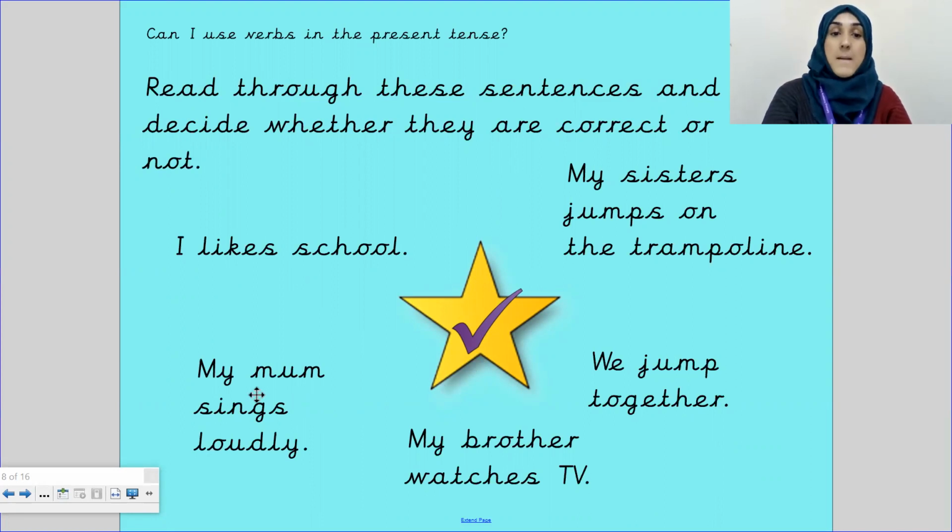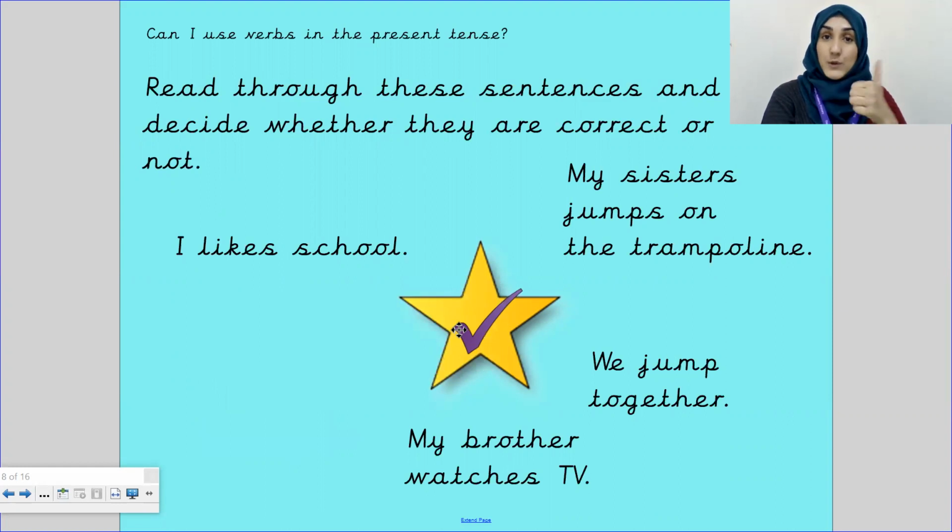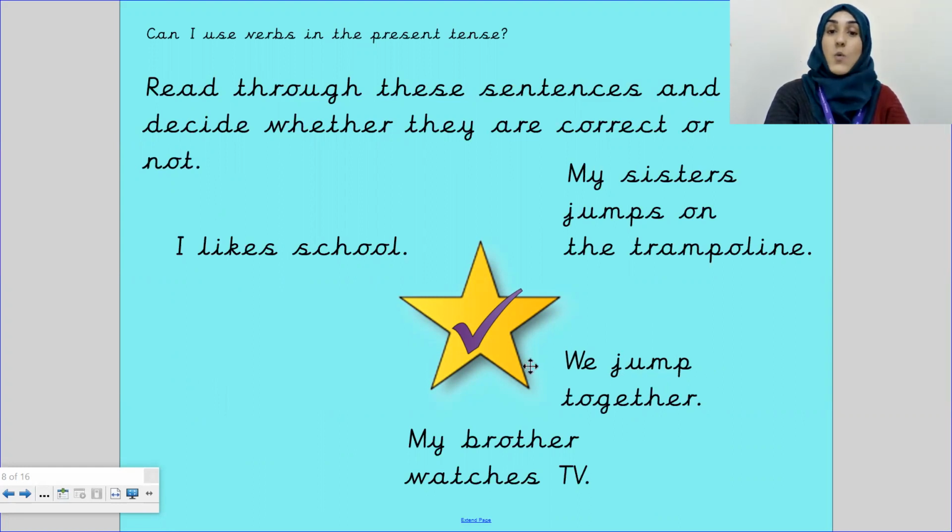Let's try this one. My mum sings loudly. Thumbs up or thumbs down if that makes sense to you. Let's check. Well done. How about my sister's jumps on the trampoline? Thumbs up or thumbs down if that makes sense to you. Let's have a check. Well done, that does not make sense. Next one, we jump together. Thumbs up or thumbs down. Well done. Let's see. That makes sense.